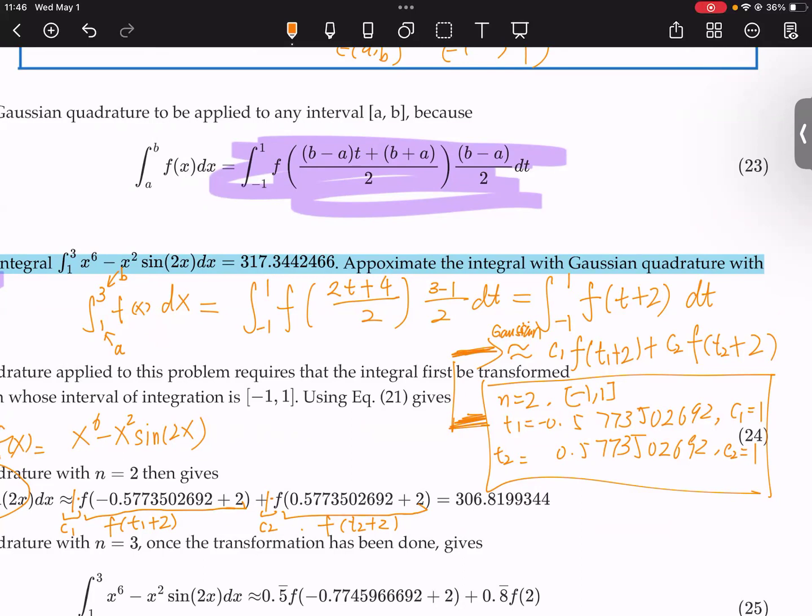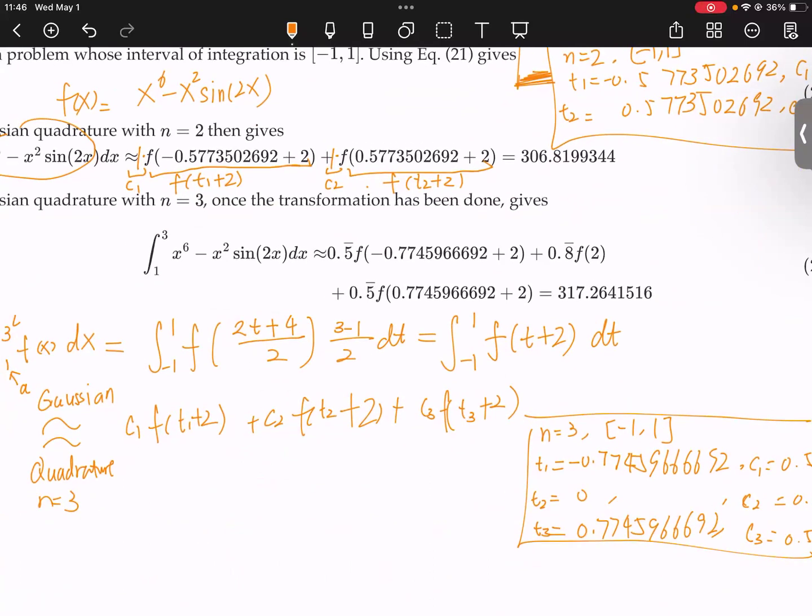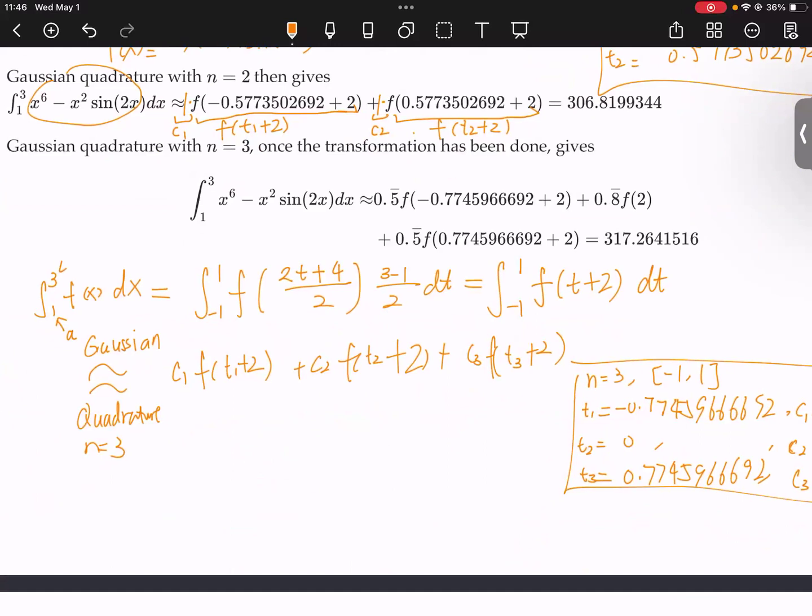If you take a look at the examples for the nodal points 3, you will see something similar to here. But for this one, the change of variable is the same. First we do the change of variable, and then we get this function. But now we have the different C1, C2, and C3, and then we have T1, T2, T3 here, and the rest of the things are the same.